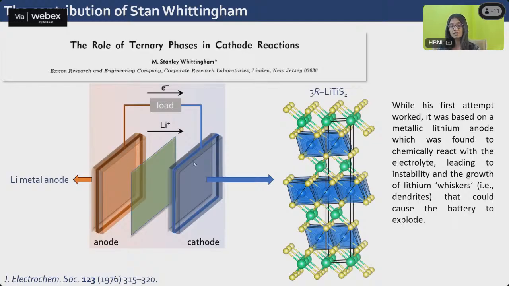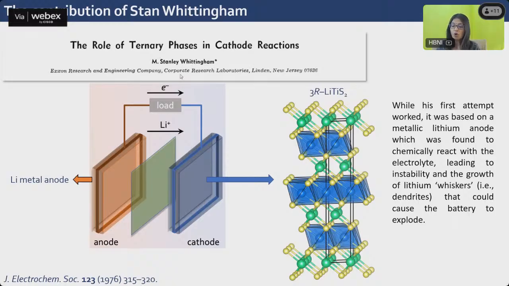from this lithium metal anode, the lithium ion is moving and getting into this titanium sulfide layered structure. And when you are again charging the material, the lithium ions move back to the anode. So this is what he saw, and his first attempt worked.